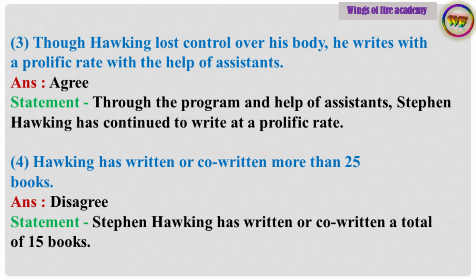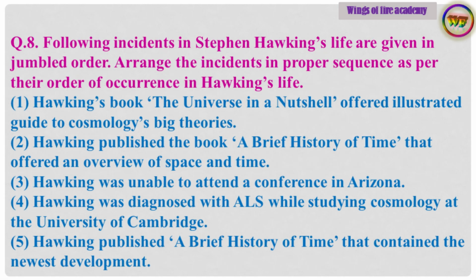Sub-question 4. Hawking has written or co-written more than 25 books. Answer. Disagree. Statement. Stephen Hawking has written or co-written a total of 15 books. Question 8. The following incidents in Stephen Hawking's life are given in jumbled order. Arrange the incidents in proper sequence as per their order of occurrence in Hawking's life.